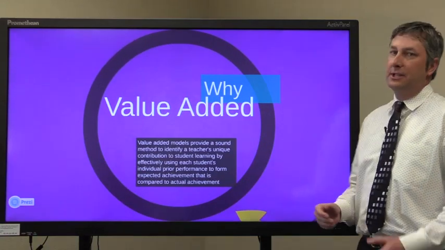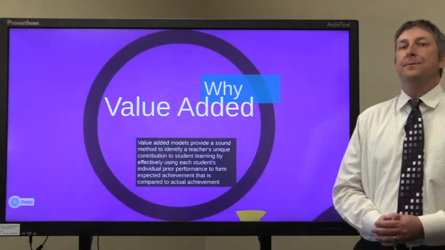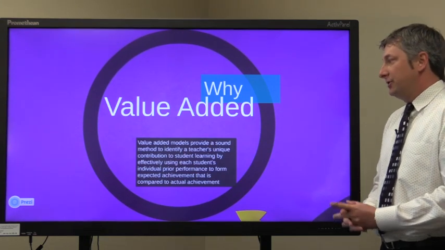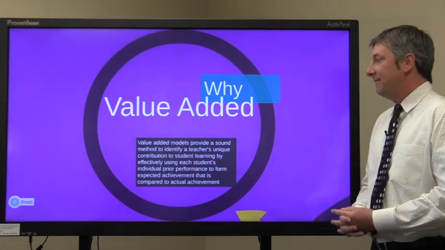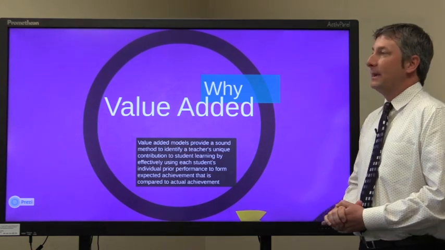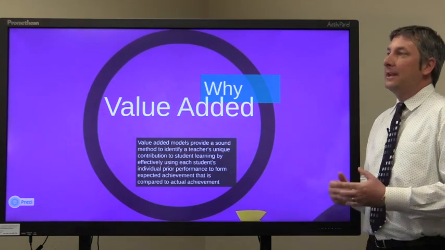So let's take a look at just why value-added model. Value-added models provide a sound method to identify a teacher's unique contributions to student learning by effectively using a student's individual prior performance to form expected achievement and then compare that to their actual achievement.